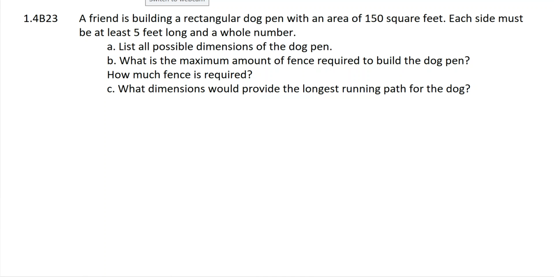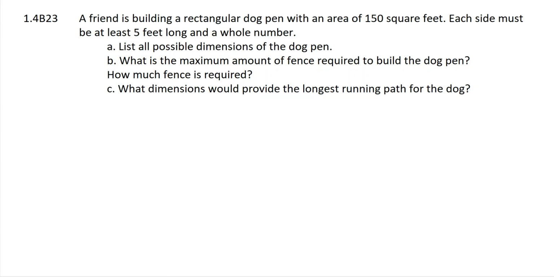A friend is building a rectangular dog pen with an area of 150 square feet. Each side must be at least 5 feet long and a whole number. A. List all the possible dimensions of the dog pen. B. What's the maximum amount of fence required to build the dog pen? How much fence is required? And then C. What dimensions would provide the longest running path for the dog?